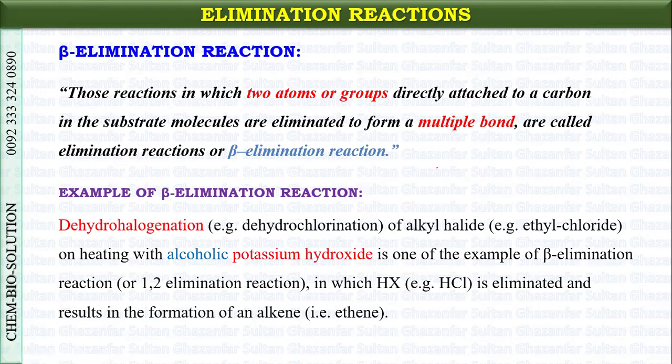Dehydrohalogenation of alkyl halide is an example of beta elimination reaction. It occurs in the presence of alcoholic potassium hydroxide. And as a result, from the alpha carbon halide is removed, and from the beta carbon hydrogen is removed.